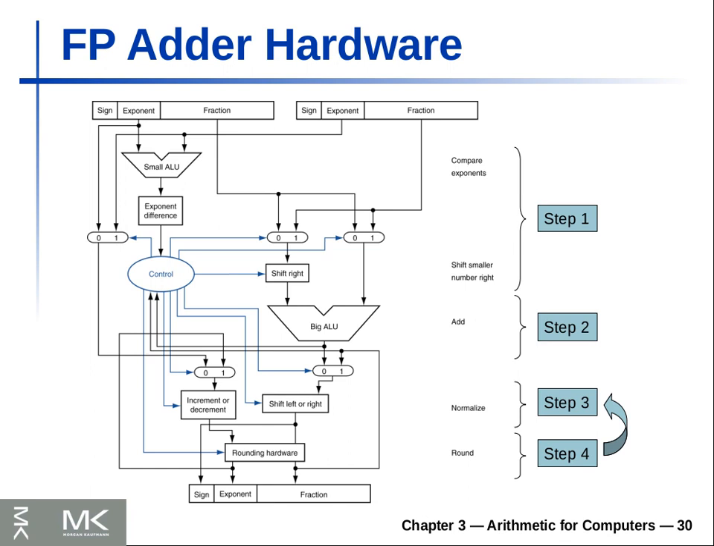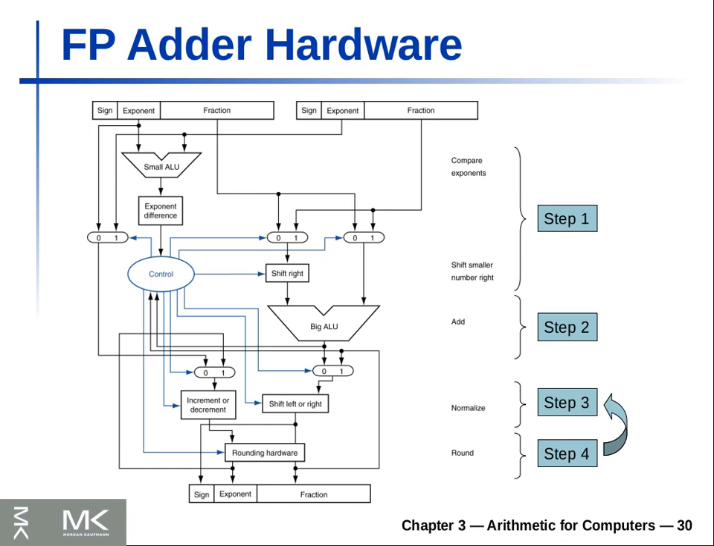So step 1 is shifting the fraction. Step 2, add. Because that's a lot of bits to add, you need a big ALU, as opposed to a small one. So that's just adding. You add the fractions, okay?